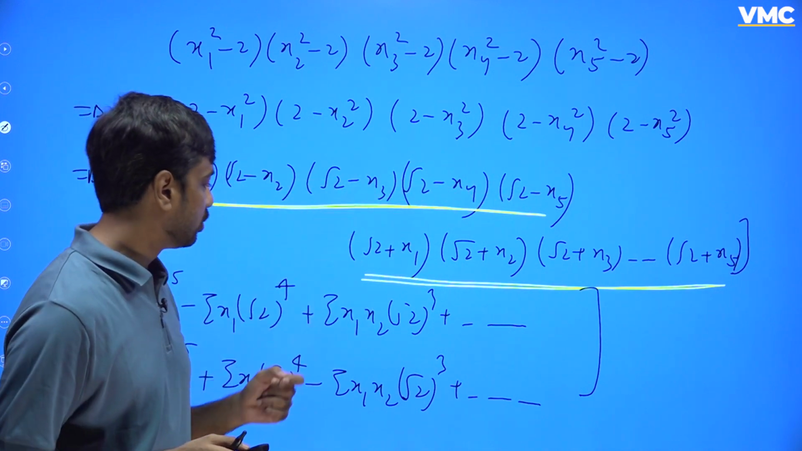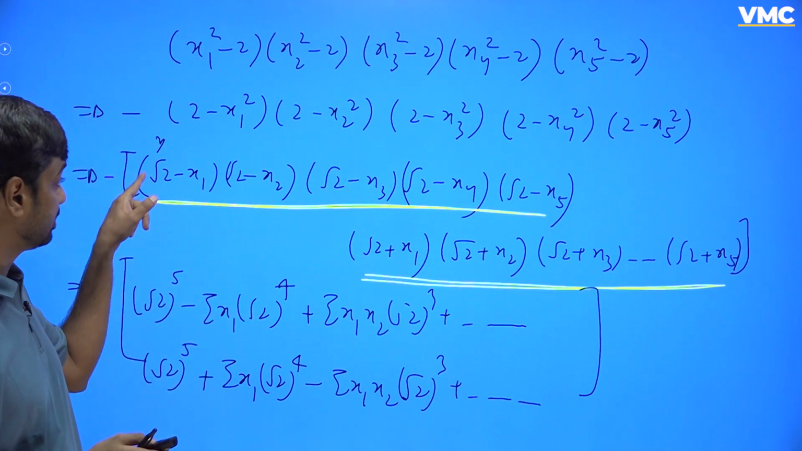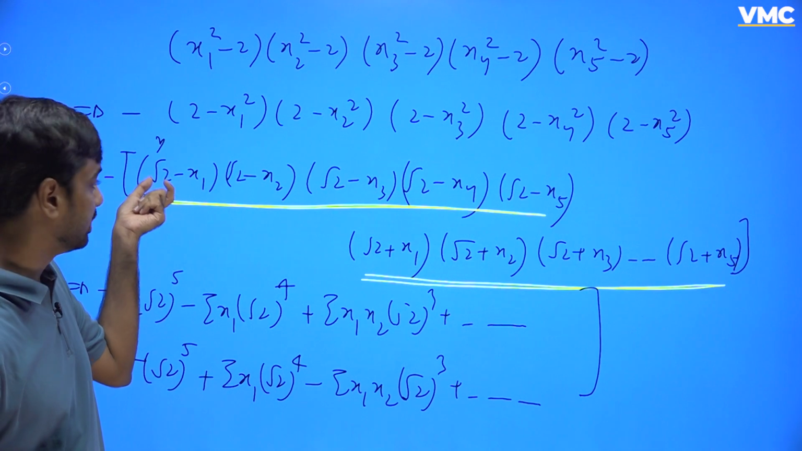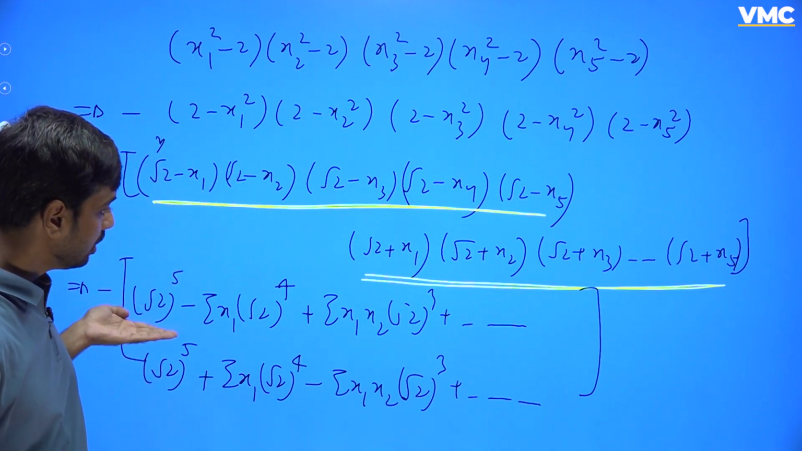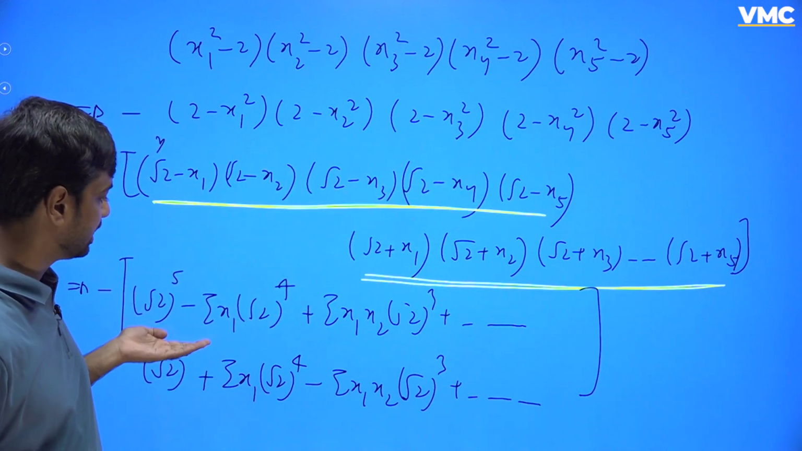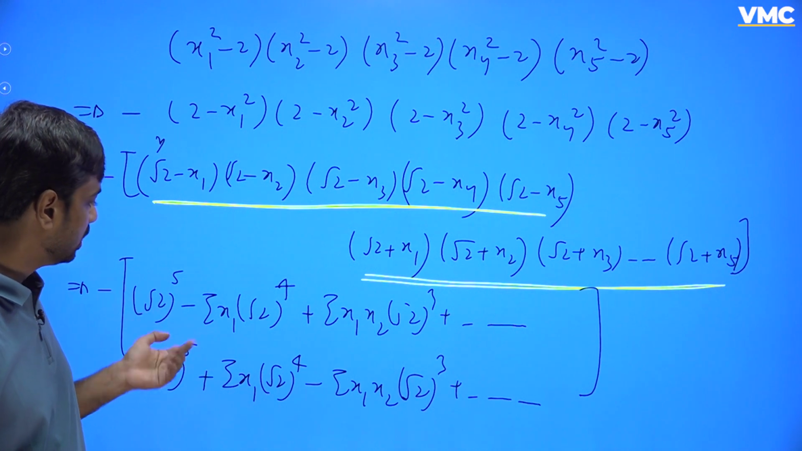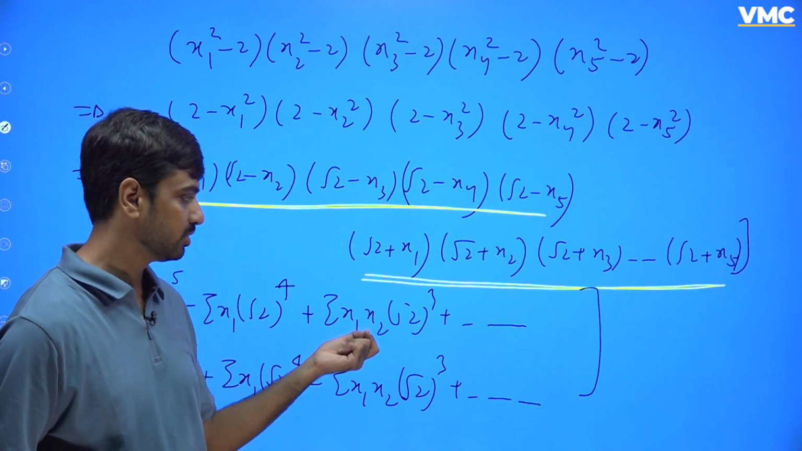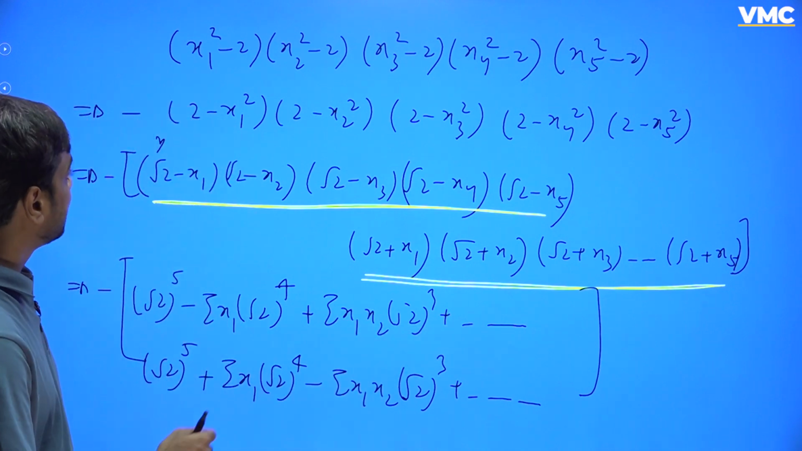And that polynomial can also be written in this form, root 2 raised to power 5 minus sigma x1, because I have replaced root 2 with y. So the coefficient of y raised to power 5 will be 1. So this whole product can be written like this, y raised to power 5. We will later replace y with root 2. Root 2 raised to power 5 minus sigma x1 root 2 raised to power 4 plus sigma x1 x2 root 2 raised to power 3 and so on. And after that, nothing we have to do.